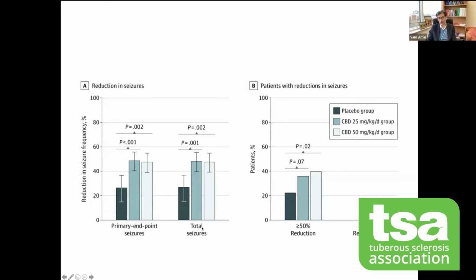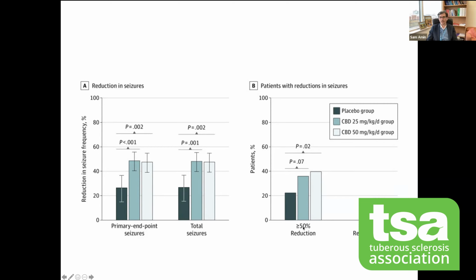If we look at the total seizures, these patients were on Epidiolex, these two groups, compared with placebo. As you can see, the difference in their seizure frequency, the reduction in seizure frequency, was significant. So if you take placebo, that's your seizure reduction frequency compared with Epidiolex. Again, this slide tells you that this drug was effective for epilepsy.